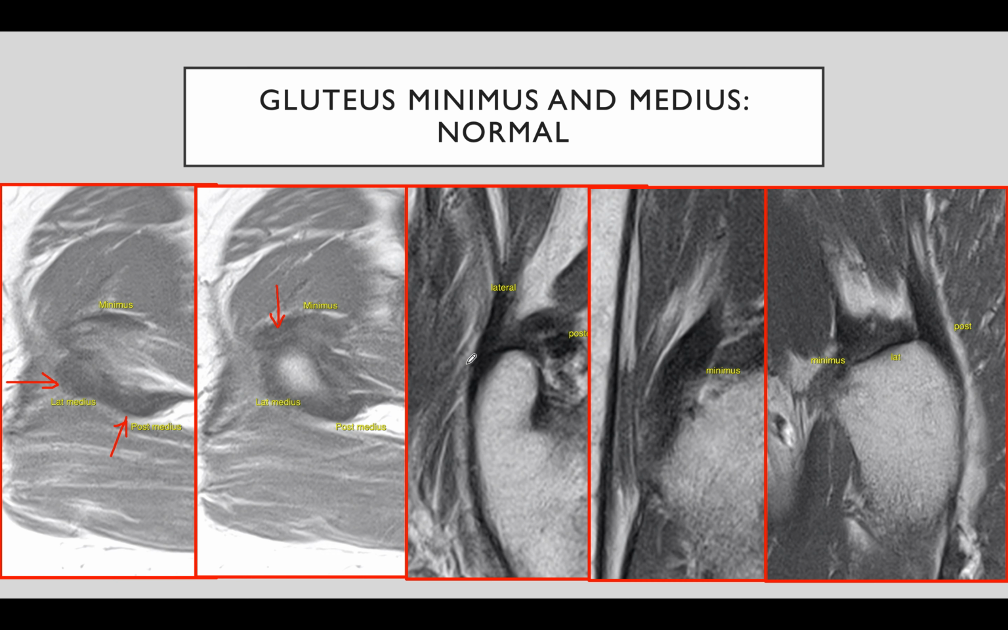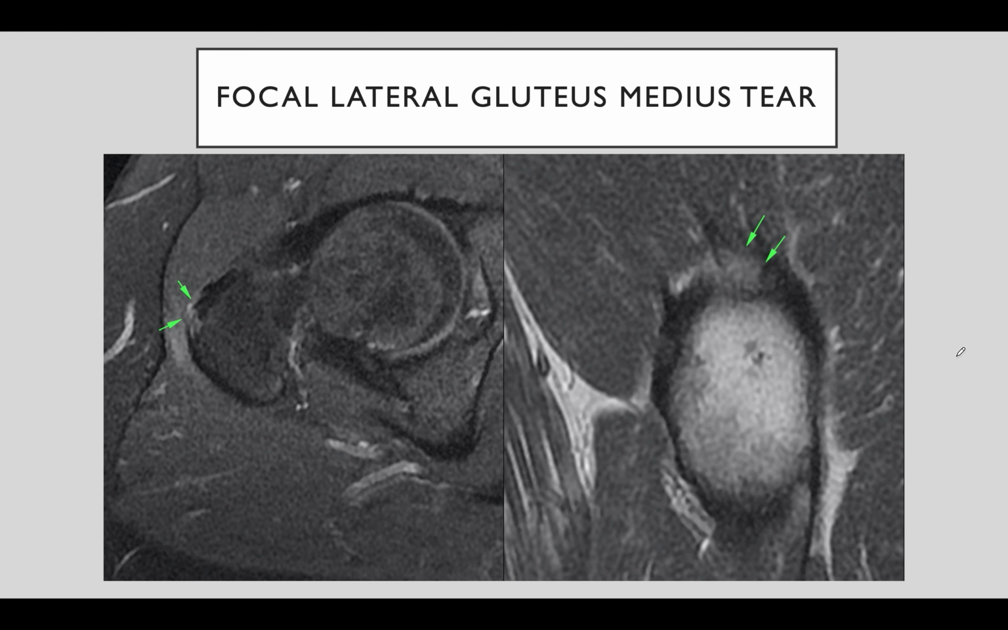And as we scroll from anterior to posterior, you will see the lateral head of the gluteus medius. Anteriorly you will see the minimus, and then more posteriorly you will see the medius. Here is an example of somebody where you can see this is the normal minimus tendon here anteriorly. This is the normal posterior tendon of the gluteus medius, and here you have a lateral head gluteus medius tear, which is this little area of high signal in this area.